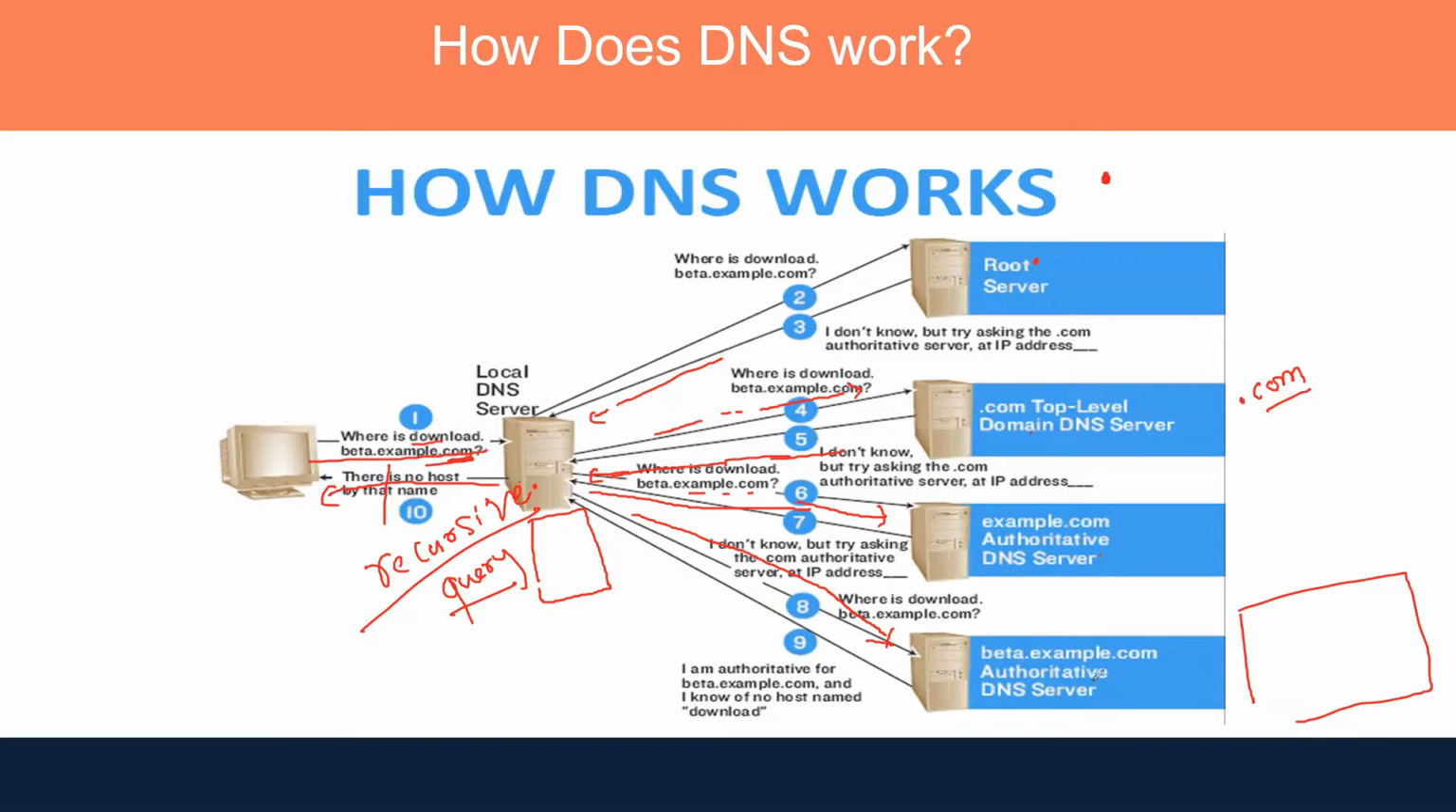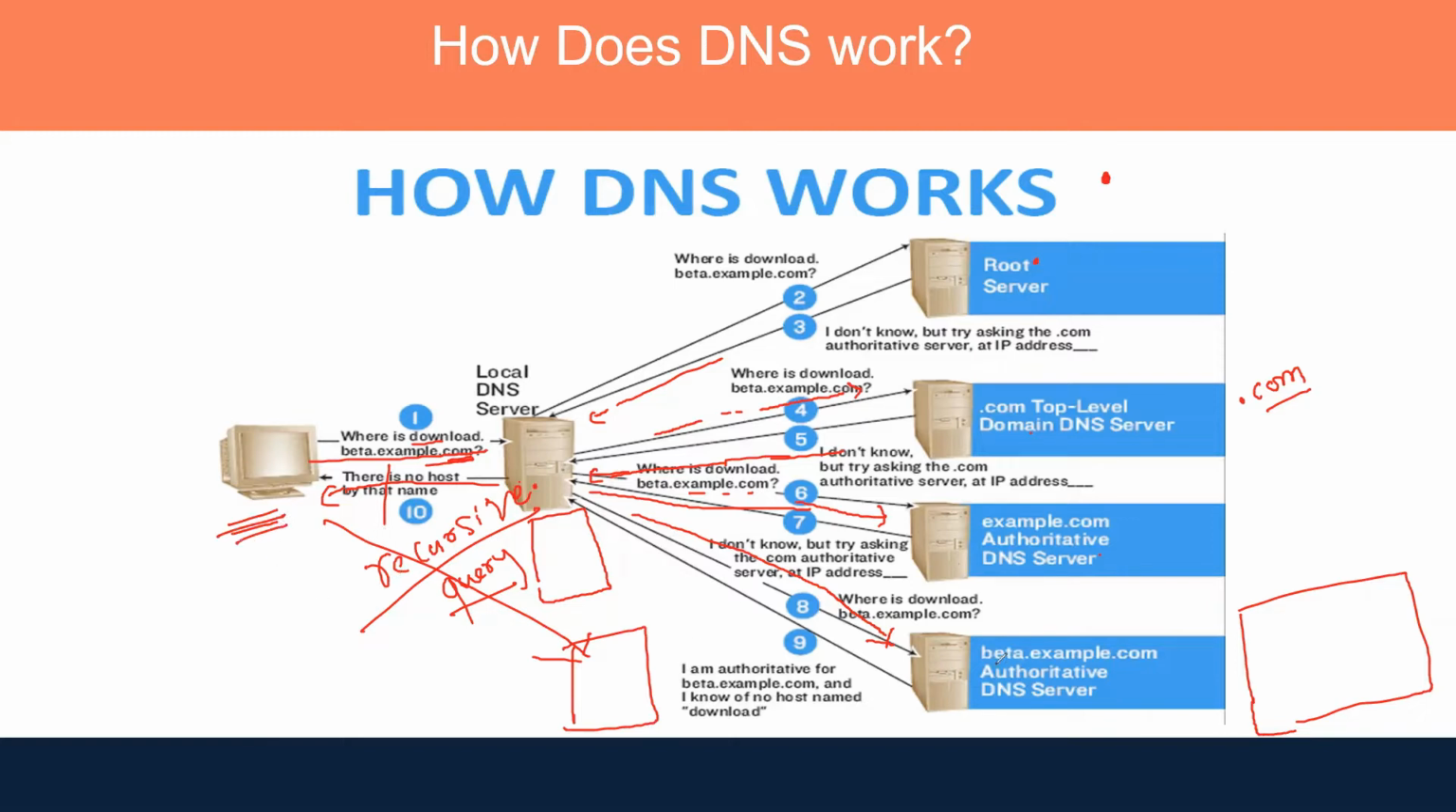But if this server would be containing the IP of download.com, it would be giving the IP of download.beta.example.com, and this system would be directly reaching the download.beta.example.com, right? So that's how the query would work. In the case of a positive response, this would get the proper IP. In the case of a negative response, this would not get the proper IP.